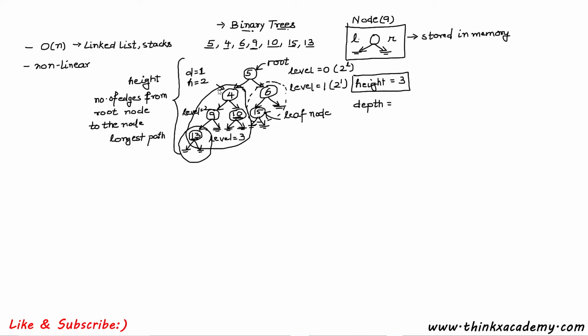There is a huge confusion between the height and the depth of a tree, so I would like to clear that up. Height of the tree is the number of edges from the root node to the last node of the longest path, whereas the depth is the actual number of edges from the root node of the tree to that node. So that's how we can calculate the depth and the height of the tree.